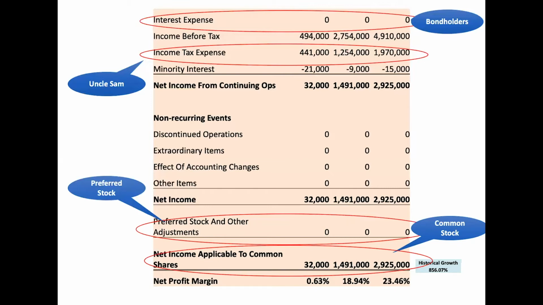Now, the bottom line you'll see here is your net profit margin. Net profit margin, again, is taking your net income divided by total revenue. What this shows you is that in 2012, the first year, they generated 0.63% of 1 cent for every dollar in revenue. Now, the second year, it jumps to almost 19 cents for every dollar in revenue. And in the following year, it jumps to 23%. So in other words, for every dollar in revenue, they're getting 23 cents in terms of net profit.